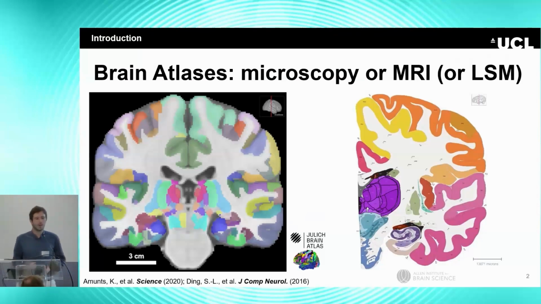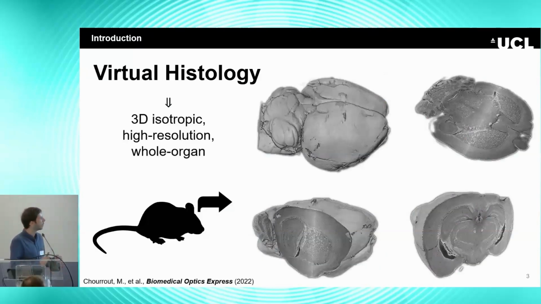You all know the brain atlases, which can be derived from microscopy, MRI, or even light sheet microscopy. But with those, we are usually limited to a resolution of, in most cases, maybe 0.5 millimeters. And we also have different constraints about the 3D integrity of the data.